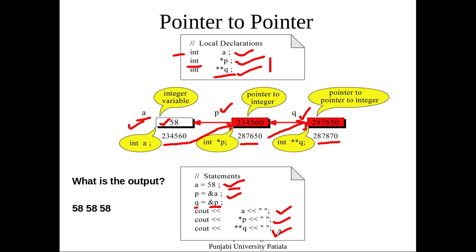But after that, when you use star, it means a dereferencing pointer. It is a dereferencing operator as opposed to the address operator. The address operator tells us the address of the location, but the dereferencing operator tells us to dereference the address. For example, *p means the content of the location that is pointed to by p. So p is pointing to the location 234560 and its content is 58.